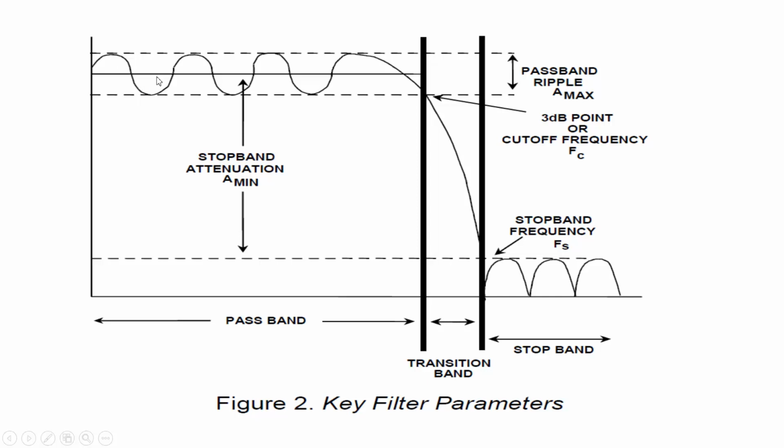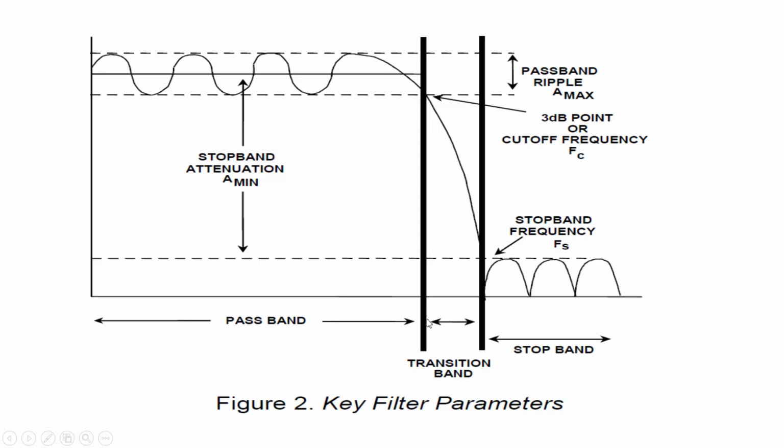This is the ripple involved. This up to here, you see, is the passband of the filter. This is the case of a low pass filter. This is the passband. Along the x-axis is the analog frequency, right? Along the y-axis is the H of omega, that means the frequency response.